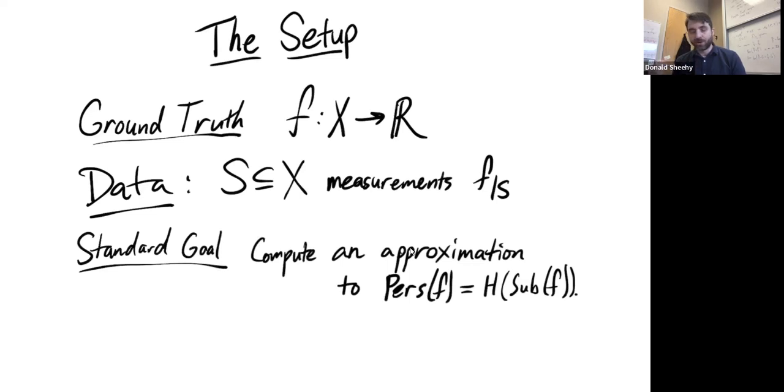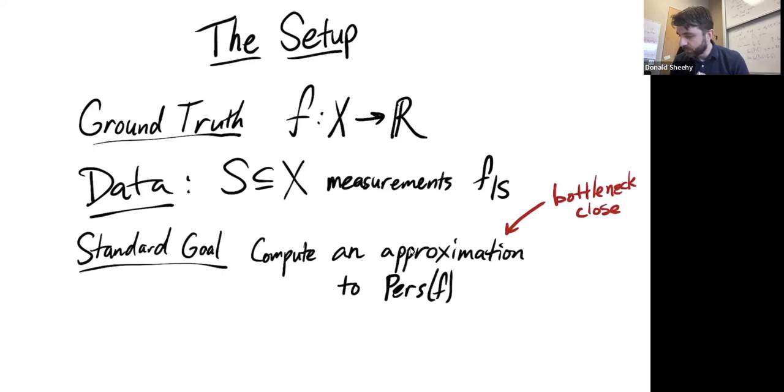And my goal, or at least the standard goal in a lot of TDA, would be to try to compute some approximation to the persistent homology of this function, that is, of the sublevels of the function. And that approximation is usually in terms of the bottleneck distance, or interleaving distance if you want to think of this as a module. I think this should be familiar to many of you. That's the game.